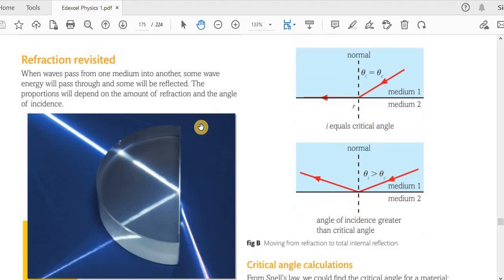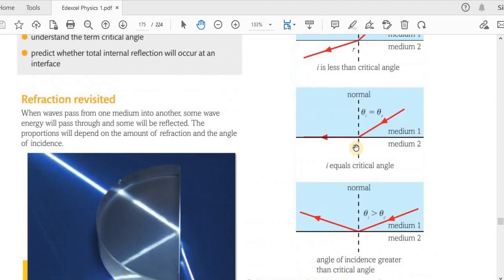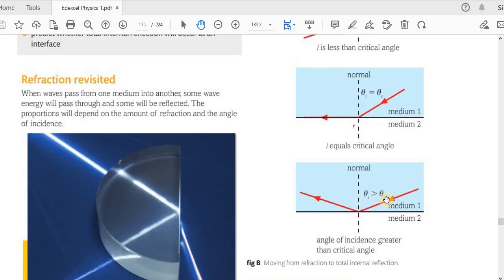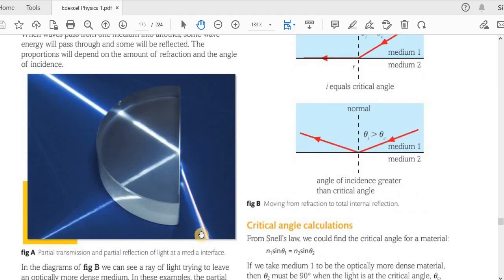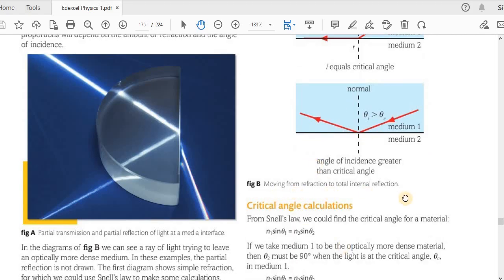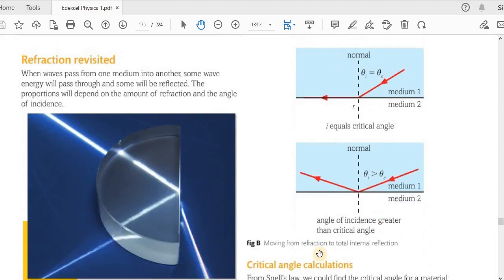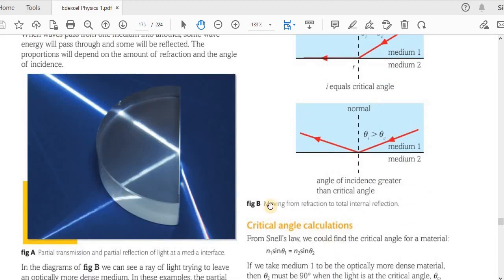Then what happens now, if you continue to increase this angle of incidence, then this situation will happen. And if you still continue to increase it where it is greater than the critical angle, then you won't have a refracted ray here, you will have total internal reflection. Moving from refraction to total internal reflection, you can see that in the three diagrams here in figure B. So this is about total internal reflection.